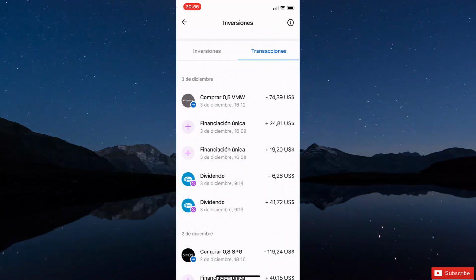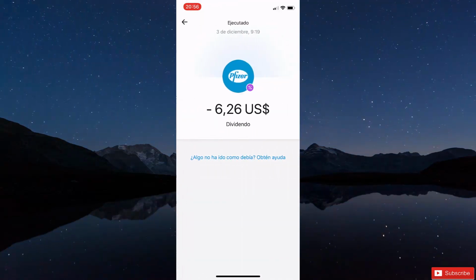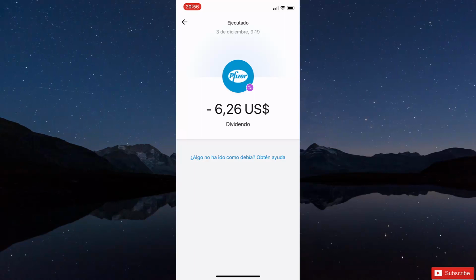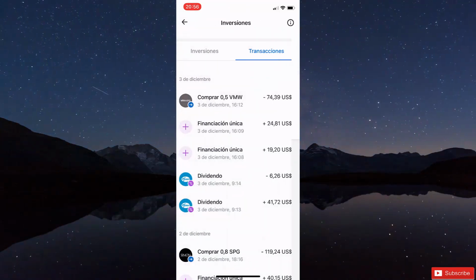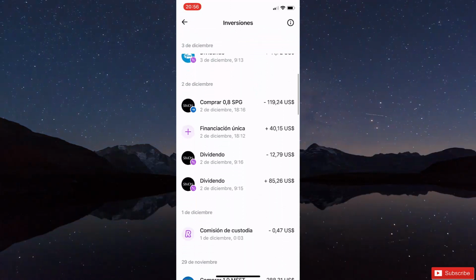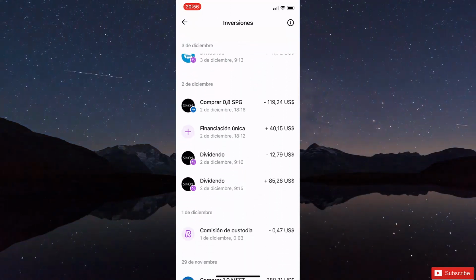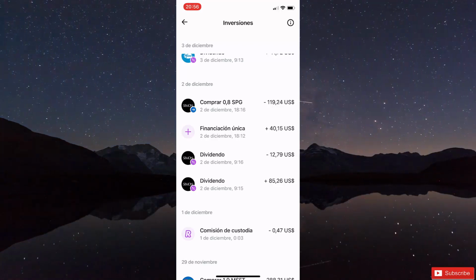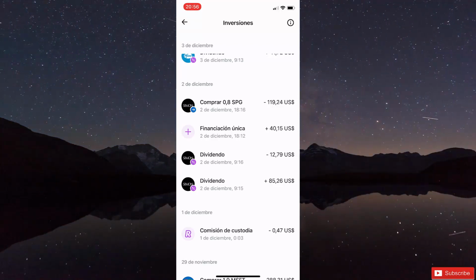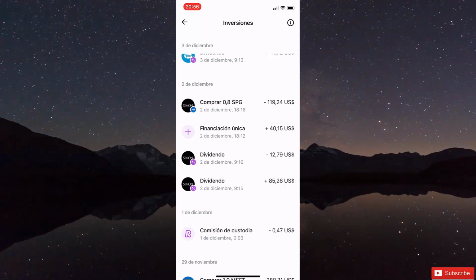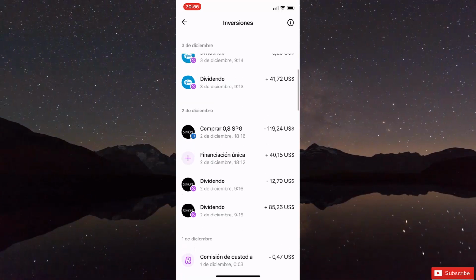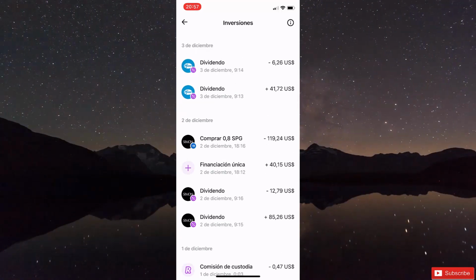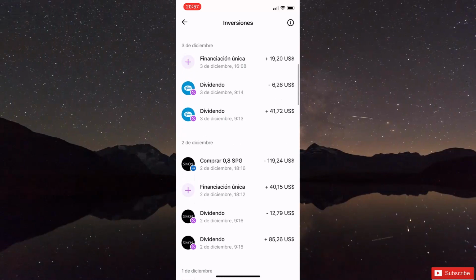But right the next minute, okay, I have a negative $6.26, which Revolut only says dividend, but in fact this is the tax which is being taken out of the dividend paid, okay. We can see the same here for Simon Property Group, where I get paid $85, and I am getting subtracted $12.79 US dollars. So I'm not sure, but I think that Revolut is only taking the tax for the country of origin, and they are still not taking into account the tax that I will have to pay in Spain.